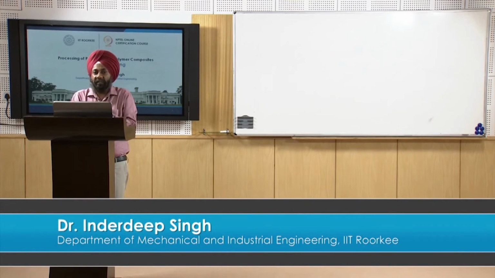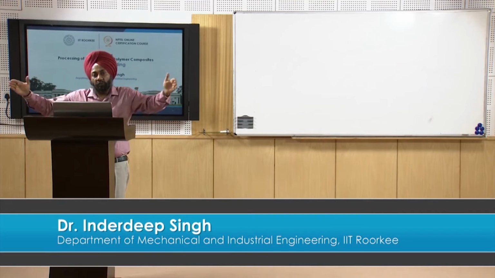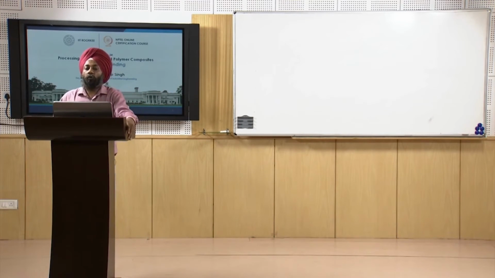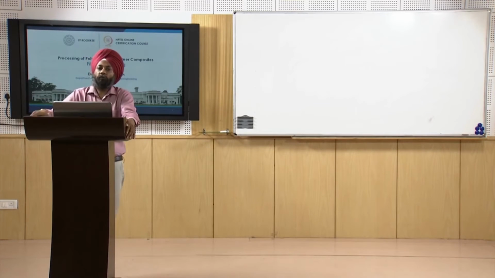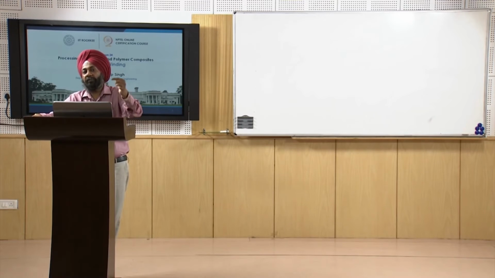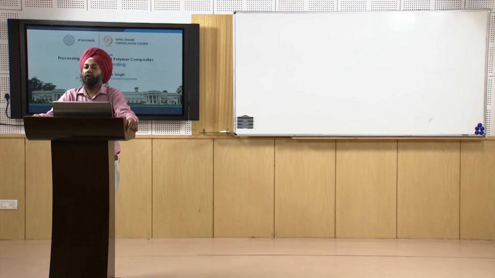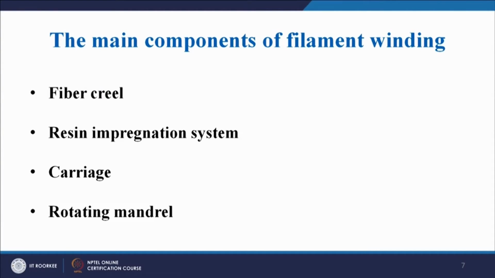If we don't have a carriage, we will not be able to achieve the desired length of the composite product. So the carriage will ensure the lateral movement of the resin bath so that the fiber is deposited at the requisite or designed angle on the rotating mandrel. Then finally the rotating mandrel is the final component which takes the fiber, or winds the fiber, that is impregnated in the resin bath and that is coming from the fiber creel.